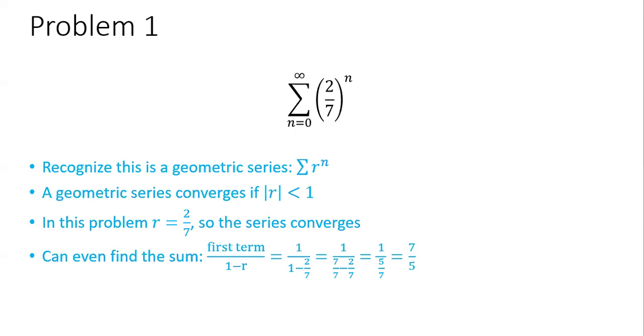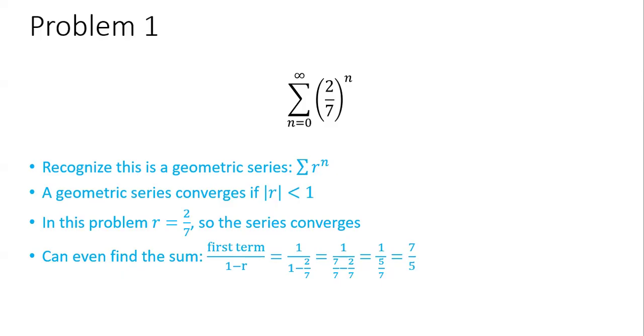I recognize that this guy is just a geometric series. It's some common ratio to the n power. Okay. We know a geometric series converges when the absolute value of the common ratio is less than 1. What's the common ratio here? It's 2 over 7. 2 over 7 is less than 1, so the series converges. We can even find the sum, even though this problem didn't ask for it. The sum is 7/5.